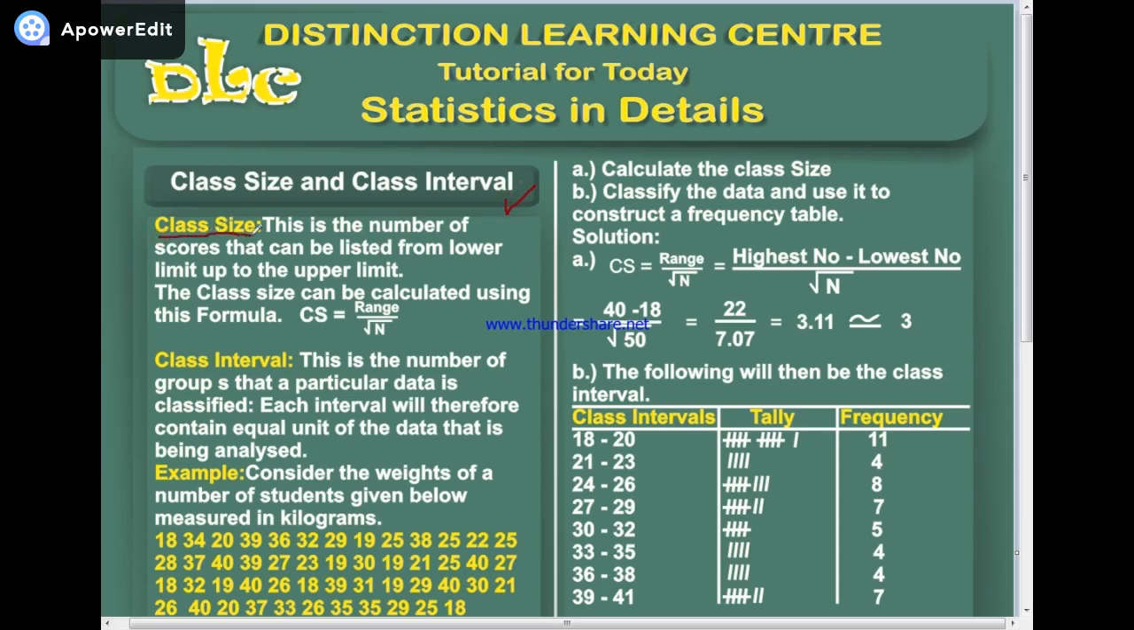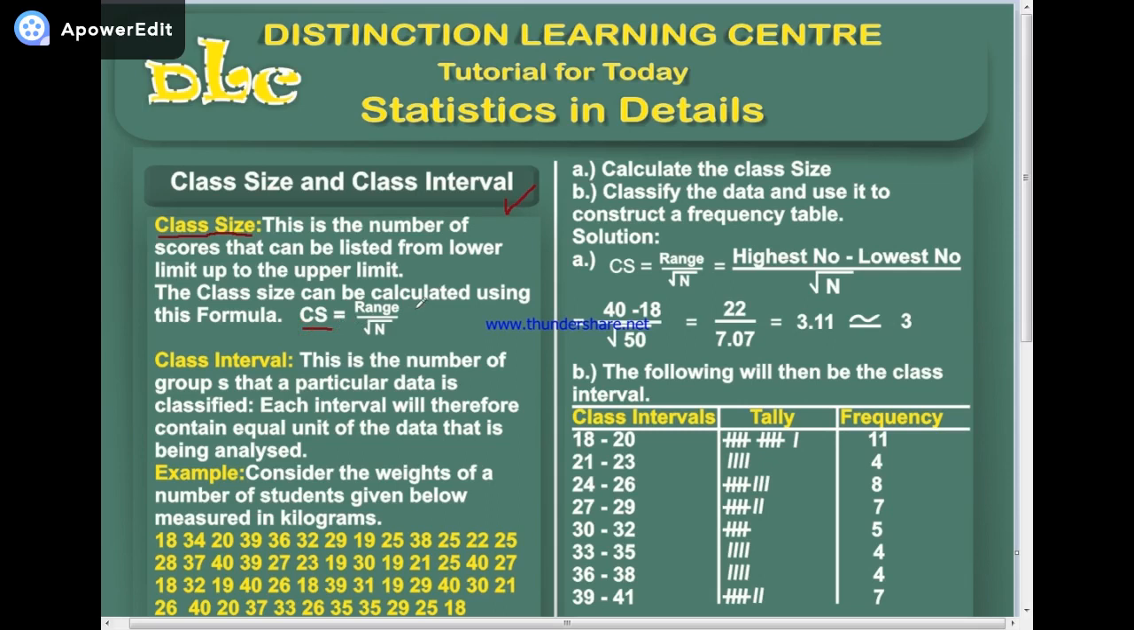What is class size? This is the number of scores that can be listed from the lower limit up to the upper limit. And this can be calculated using this particular formula, that is CS, class size, equal to range.